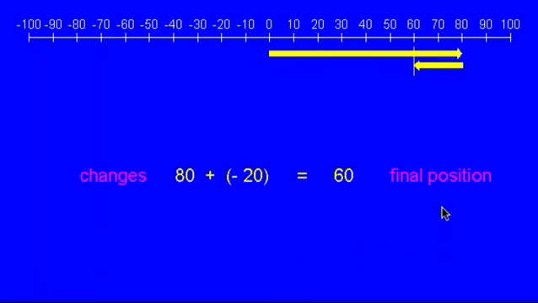So in these examples, the numbers are changes, and the answer is the final position. So for example, if the temperature goes up 80 degrees and then down 20 degrees, the final temperature is 60. Or if you go up 80 feet up a mountain and down 20, you're 60 feet from the base.